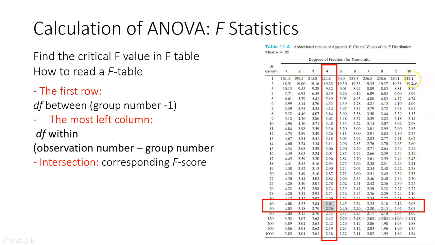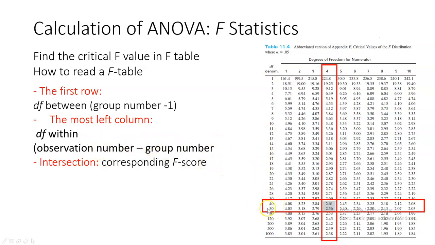Okay, so first, let's talk about the layout of this table. This first row is the degree of freedom between, that is the group number minus 1. And this leftmost column is the degree of freedom within. How to calculate that? It is our observation number, the total number of participants, minus the group number. So in our case, the between is 5 minus 1, which gives us 4, so we are going to look at this column here. And for the degree of freedom within, we have 50 minus 5 groups, which gives us 45.